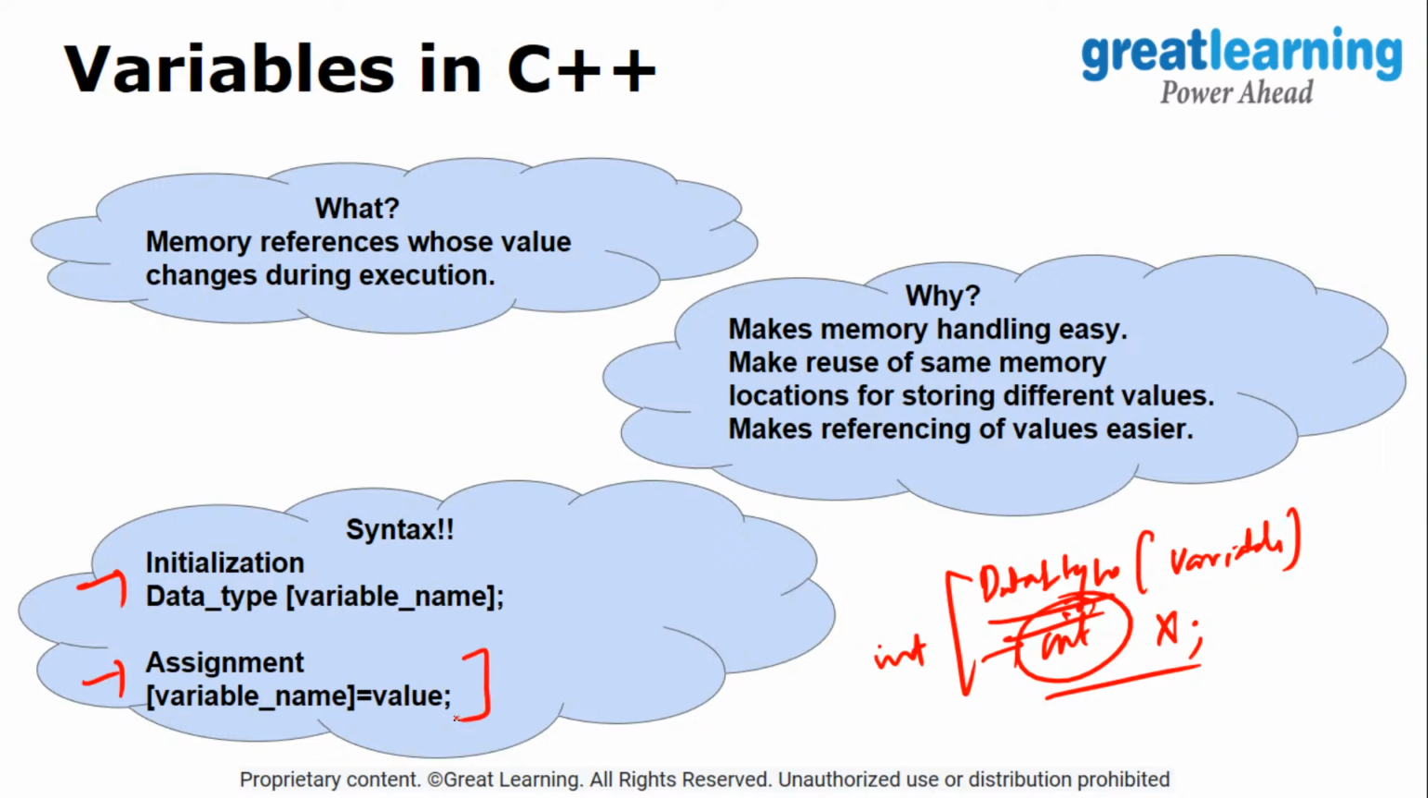What about the assignment? Whenever you're assigning something to this x, let's suppose x is equal to 5. This is the value and this is the variable name. This is your assignment and this is your initialization.